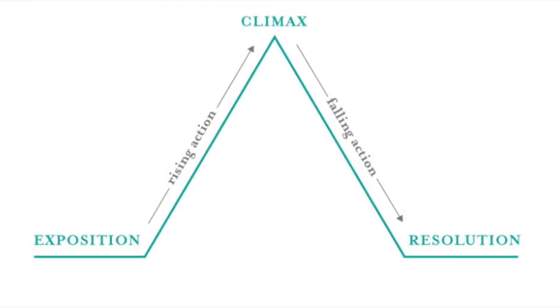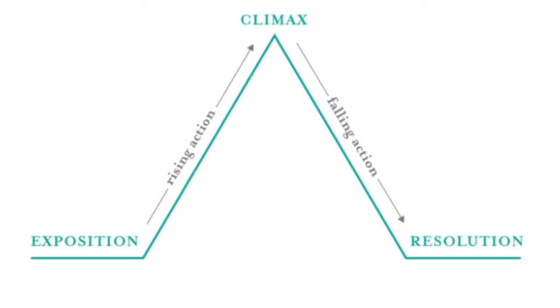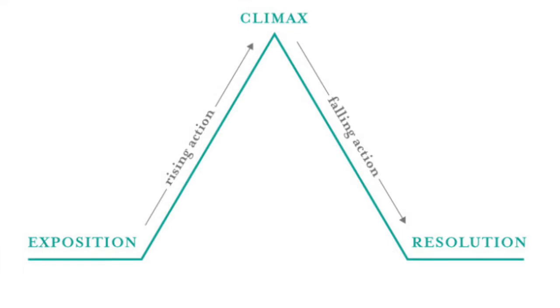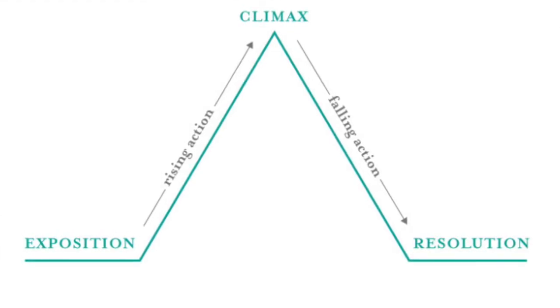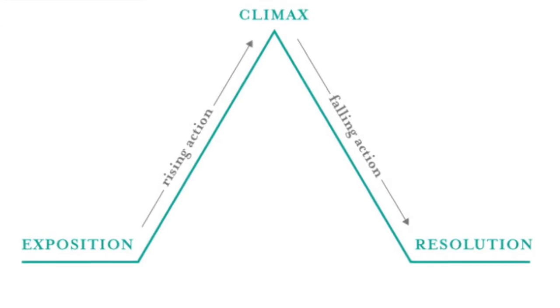And number three, the climax. That's the tip of the peak there. The turning point, the point of the greatest suspense or action in the story. And then number four, the falling action, actions and events that occur after the climax. And number five, resolution, the end of the story where the conflicts or the problems are solved.